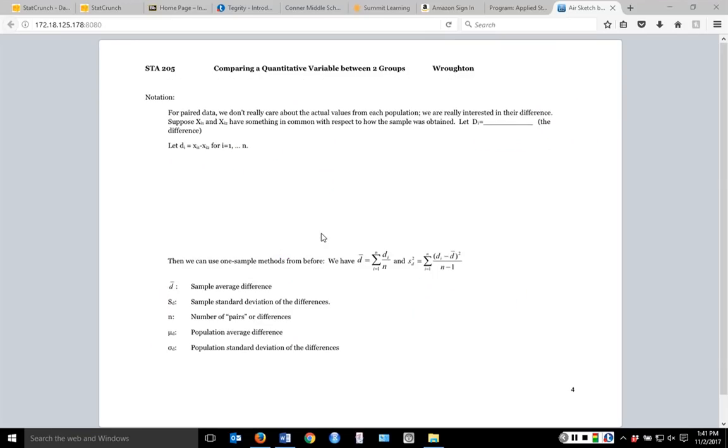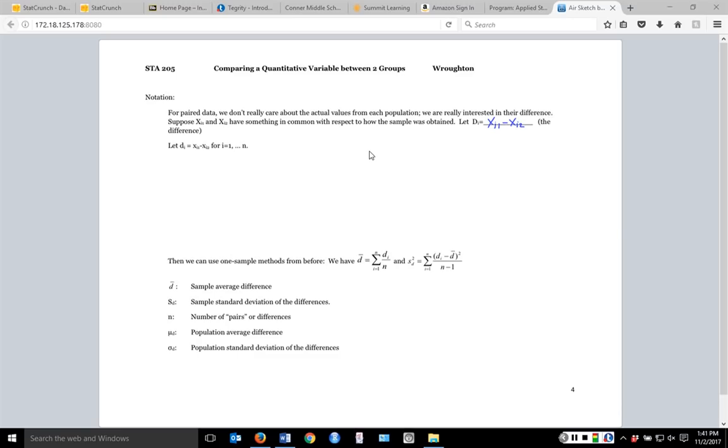So the first thing I want to talk about is what we mean by paired data, and then in class we'll jump into our first example. And here's an important thing. For paired data, I don't really care about the actual values that I get. We are really interested in their difference. So suppose that xi1 and xi2 have something in common with respect to how the sample was obtained. For example, this might be Kroger and this is Walmart, so I'm getting the same items at both stores. Then let di, which is the difference, be defined as xi1 minus xi2.